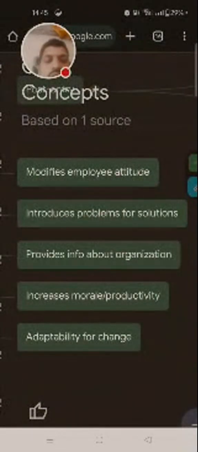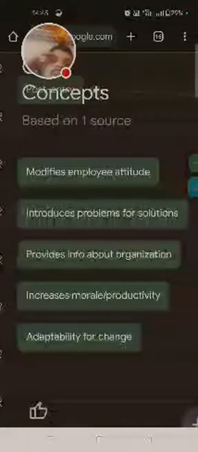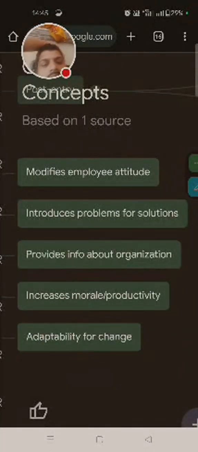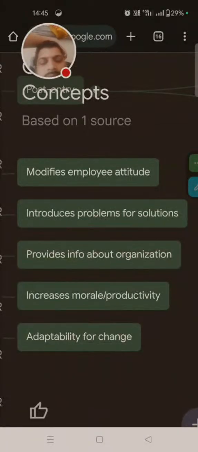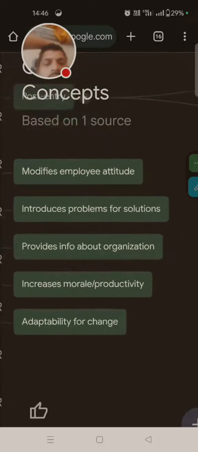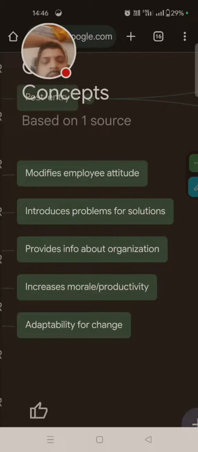So the importance, need, and utility: modify employee attitude, introduce problems for solution, provide information about the organization, increase morale and productivity, and adaptivity for change.